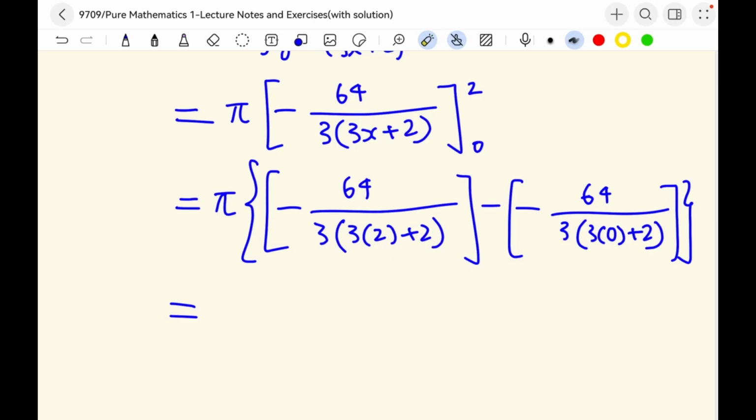3 times 2 is 6. 6 plus 2, you get 8. Plus the 64 divided by 3 times 2, which is 6. Okay, you will get 8. So, you see, you will get 8 pi, where the coefficient of pi is 8, an integer.